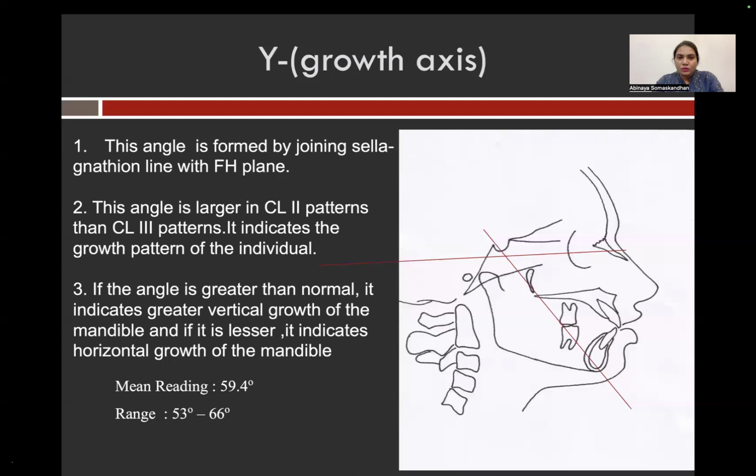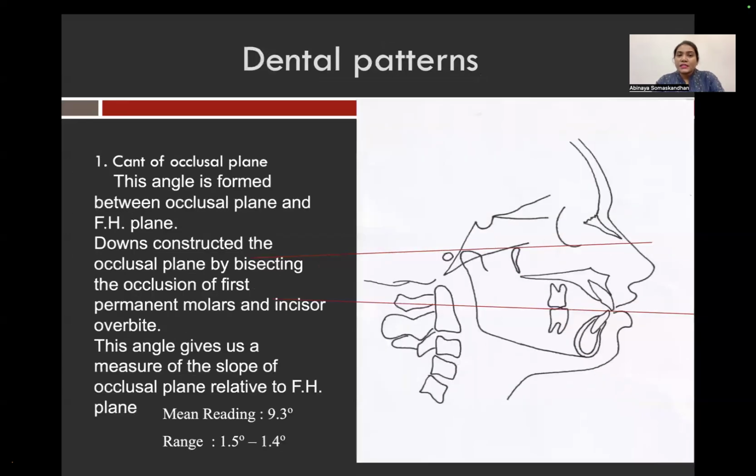Next is the Y or the growth axis. So this angle is formed by joining the sella and gnathion, this region, sella to gnathion with the FH plane. So this angle is larger for class 2 patterns than the class 1 patterns and indicates the growth pattern of the individual. So if the angle is going to be greater than normal, it shows that the patient is a vertical grower. Whereas if it is going to be lesser, it indicates that patient is a horizontal grower. The mean reading is 59.4 degrees and the range is between 53 degrees to 66 degrees. That is with the skeletal pattern.